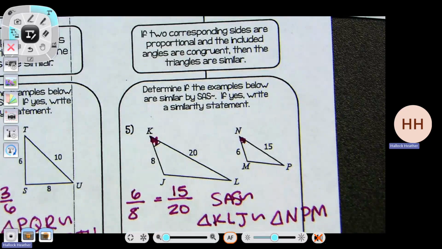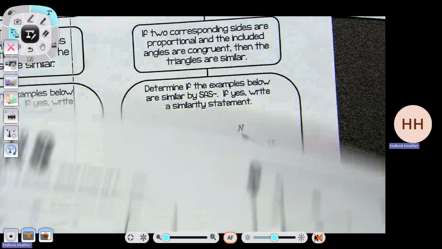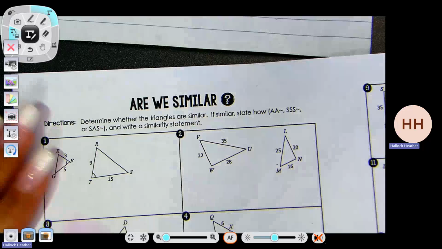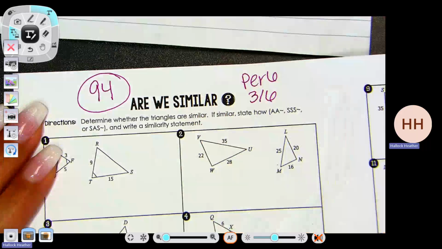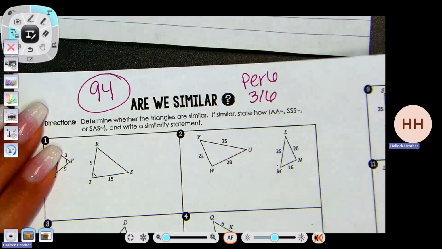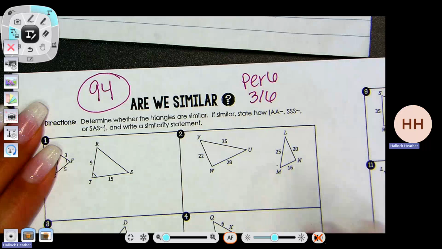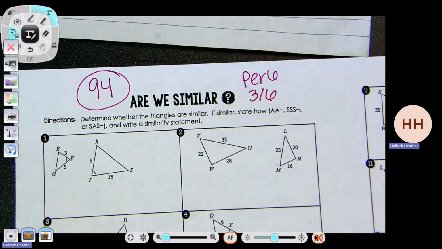Okay, so let's go to the second piece of paper. I think I put mine on the board. This piece of paper, I forgot to put a header at the top. So we're doing are we similar side. This is 94. This is period 6. It is 3, 6. So number it, you will have a binder check next week. And then you have cycle 3. And then it's spring break. Spring break. Spring break. Spring break. Okay. Sorry.